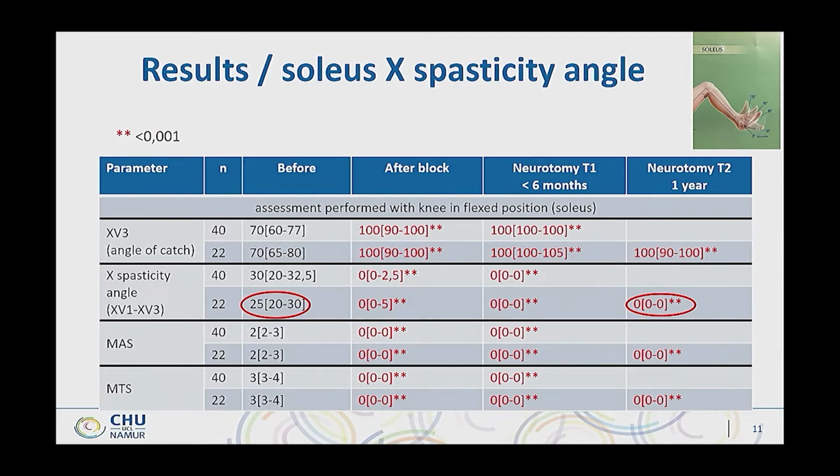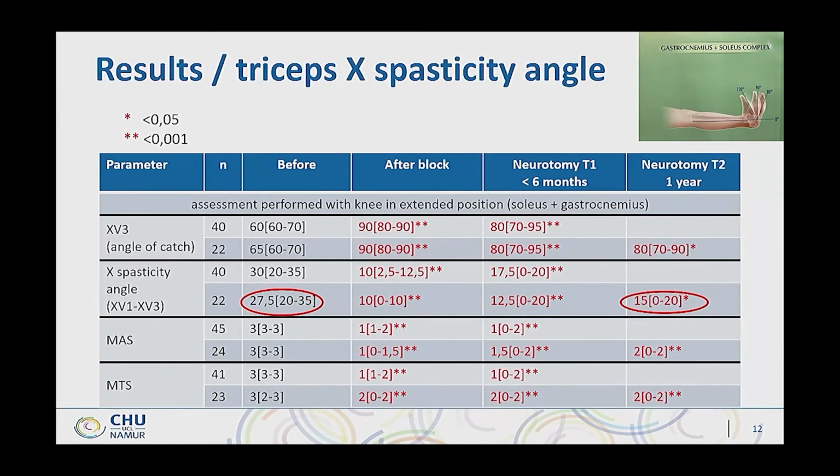So with the knee in flexed position, we also demonstrate a dramatic improvement in spasticity assessed by Tardieu scale. And the same when we assess soleus and gastroc in extended position. The spasticity angle moved from 27 to 15. It was not 0, but it was improved. And the same for the Ashworth and for the Tardieu score.